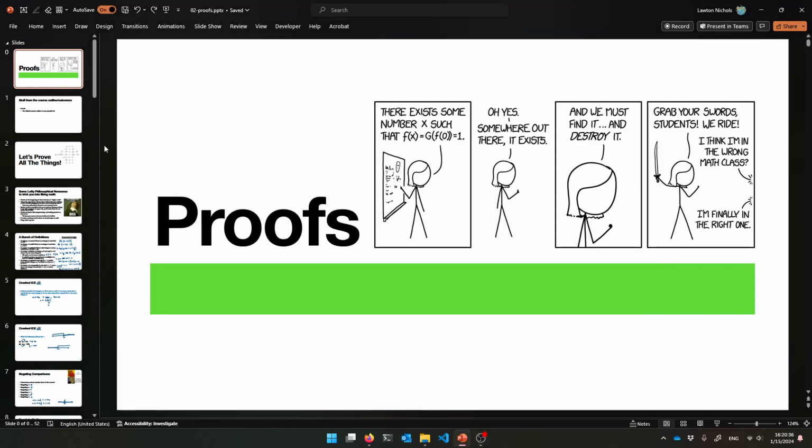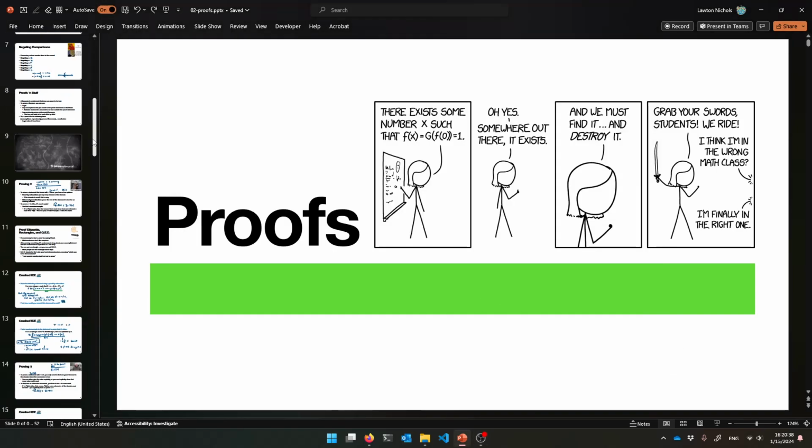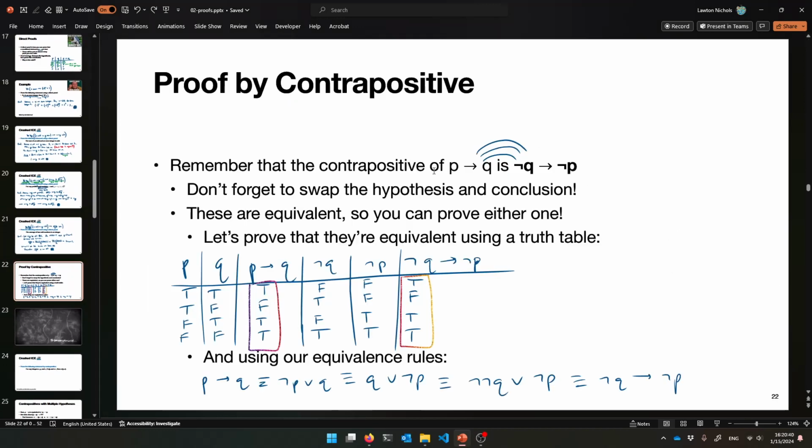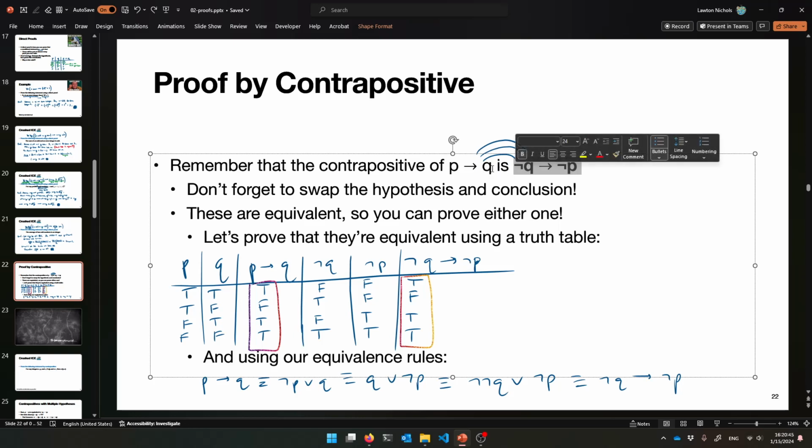All right, let's finish up these proof slides. Let's do it. So what we were talking about was contrapositive. This is equivalent to this, and they're both implications, so you can prove either one. In a direct proof, you can assume this, prove that, or assume this, prove that, and one way might be easier. So now you have options.